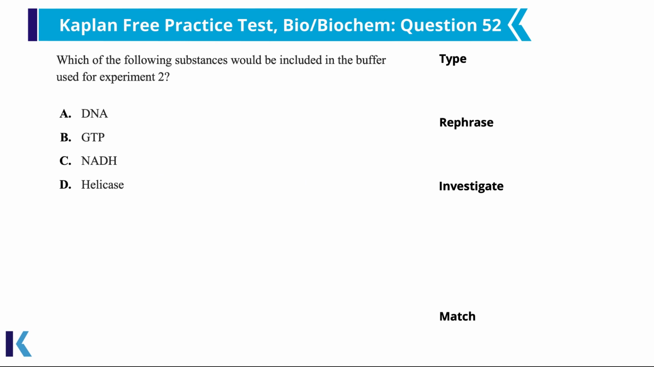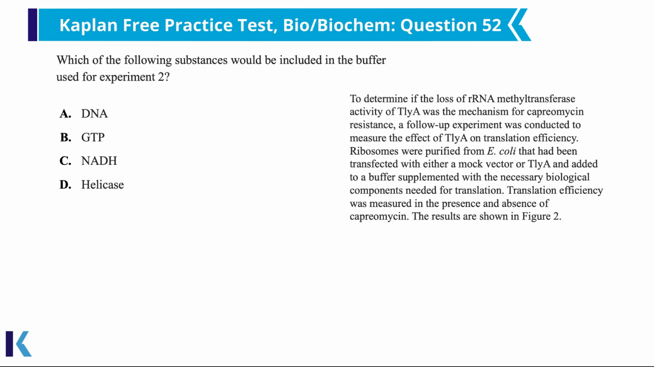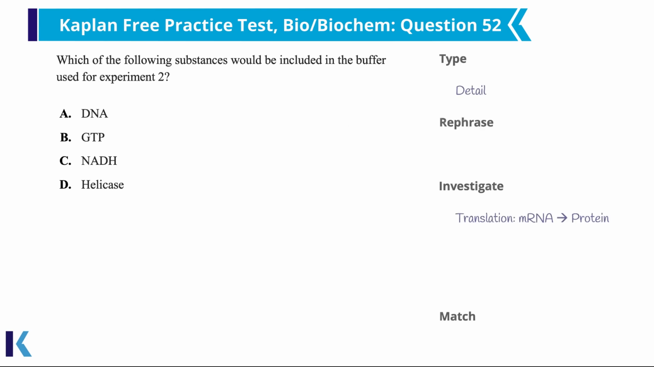The answer to question 52 immediately stands out with different biological molecules listed. Ones I recognize, so I'm ready to do this question, especially given the short question stem. The question is a detail question asking what would be included in the buffer in experiment 2. Going back to the paragraph on experiment 2, I scan for where a buffer was mentioned. The end of the paragraph states that the buffer contains necessary biological components needed for translation. I know translation is the process of turning mRNA into protein, so the buffer has to contain something used in translation. Since this is a broad question, I'm going to use elimination to find the correct answer.